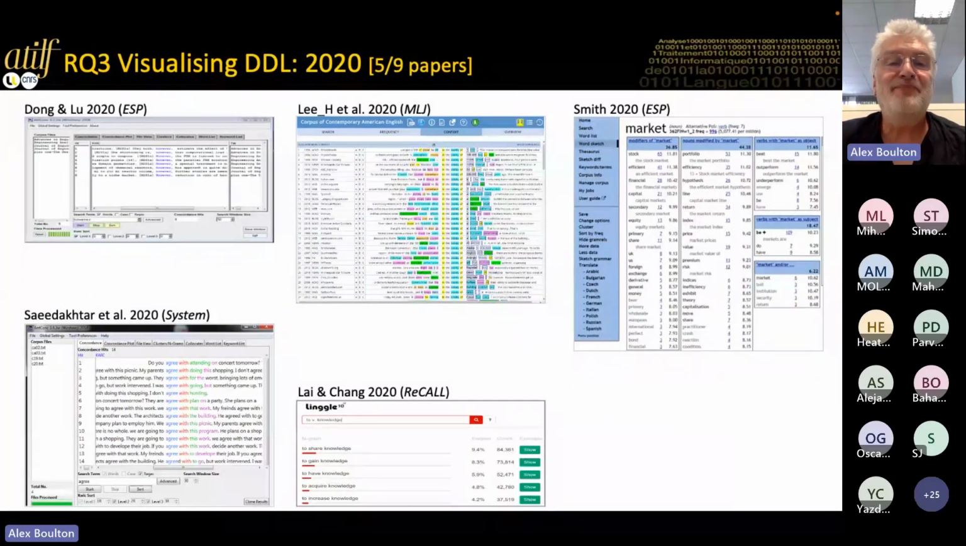2020, we're getting towards the end. You'll be glad to know 5 out of 9 papers included screenshots. So we've got Dong and Lu and Saidakta et al. Both using AntConc. Li et al. using COCA again.